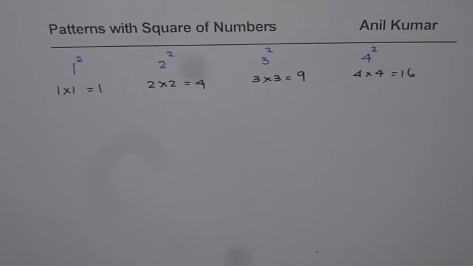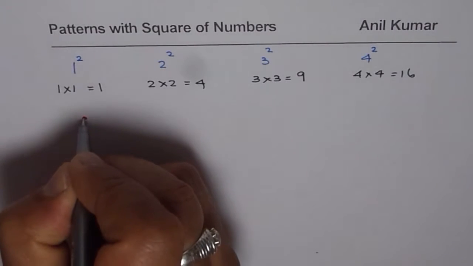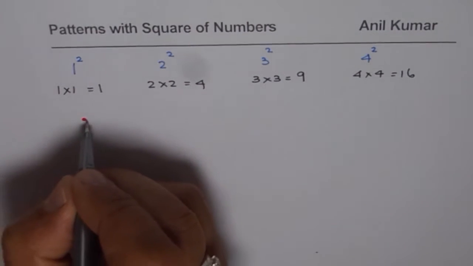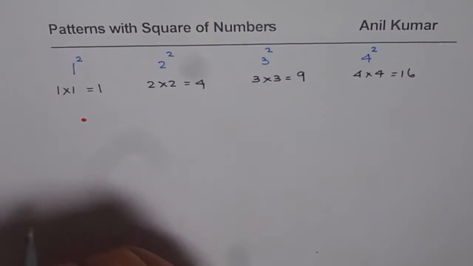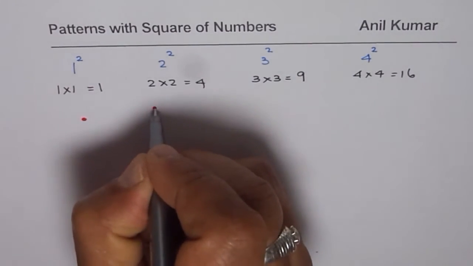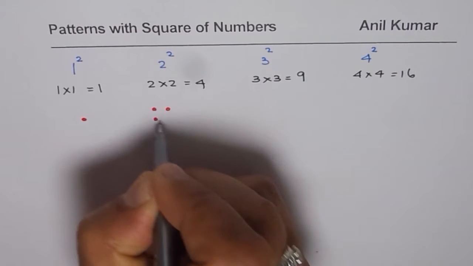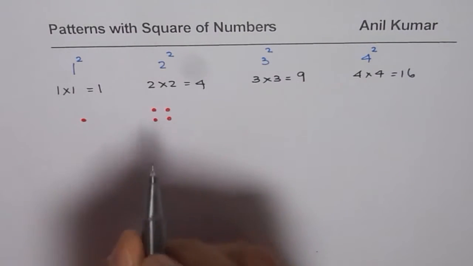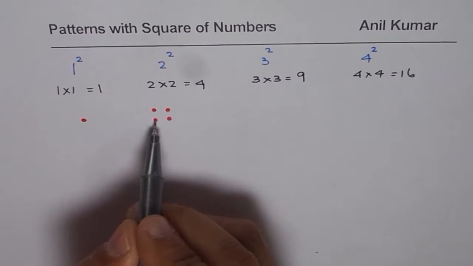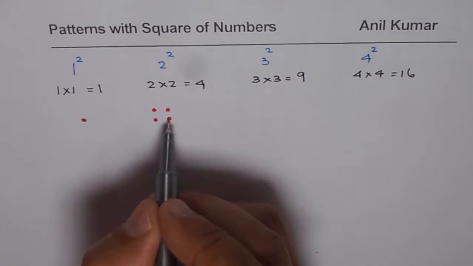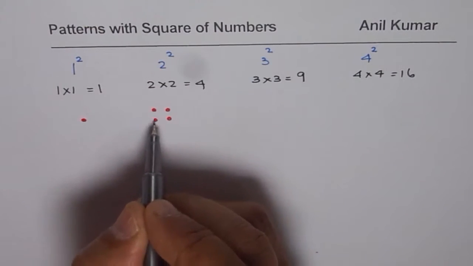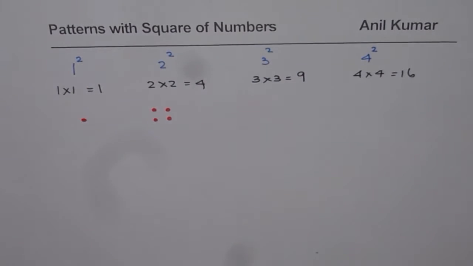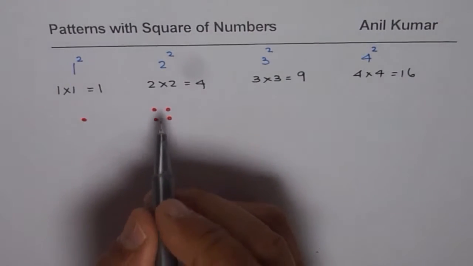Now let's take some marbles and think that these are our marbles. When I say 1 square, we just put 1 marble, and that is like 1 times 1. For 2 squares, we have 2 marbles in this form. So that becomes 2 square, right? So 2 squares, think about a square with length of 2 and width of 2. 2 times 2 is 4, and at every corner we have put these squares. Think like this.